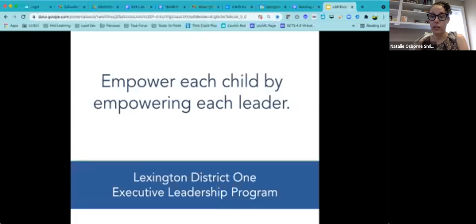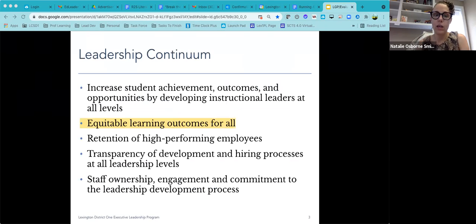Our district's vision is to empower each child to design the future. To fulfill this vision, we believe we must also empower each school leader. So in order to empower leaders, we have developed a comprehensive executive leadership program with the intended outcomes you see listed on the screen. While each of these outcomes are equally important, the one the leader evaluation process most aligns with is the outcome highlighted in yellow, the equitable learning outcomes for all. When we say all, that includes students and adults.